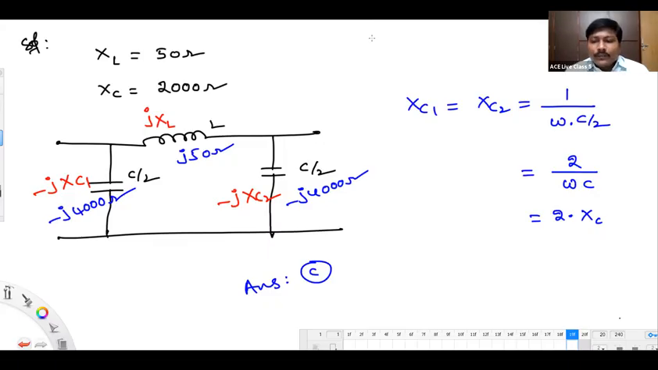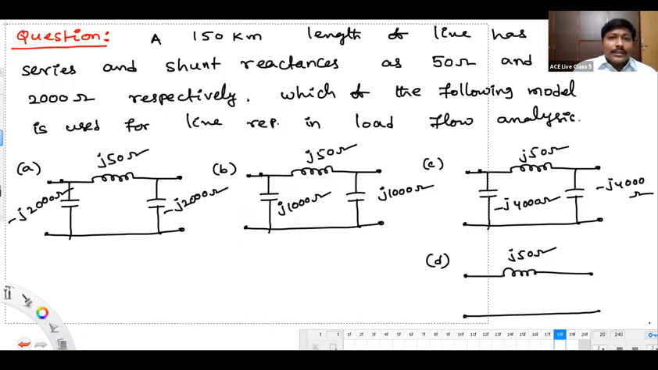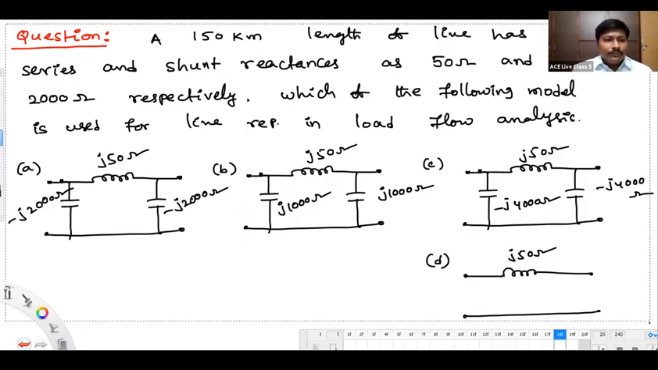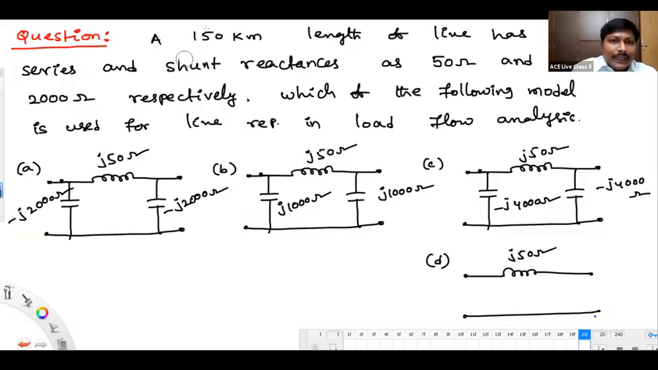Next, for example, same problem I'll copy, with a small change; you have to give the answer for it. Rather than 150, I am keeping only 50. That's it, only one change I made. A 50 kilometer length of line has series and shunt reactances of 50 ohms and 2000 ohms respectively. Which of the following models is used for the line representation in the load flow study? What's your option?